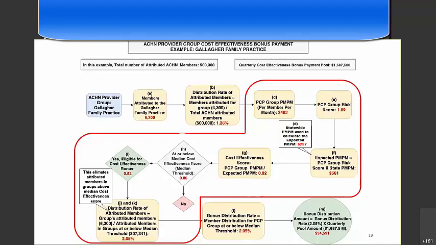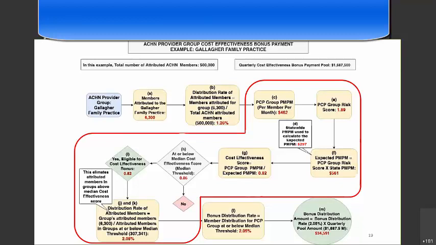In going to the top right-hand box, Step E, we then calculate the risk score for Gallagher Family Practice. In this case, it is 1.89. For reference, a practice risk score of 1.0 would be average risk and therefore average cost. So what this means for Gallagher Family Practice for this quarter is their list of attributed members have higher risk and therefore potentially higher expected cost.